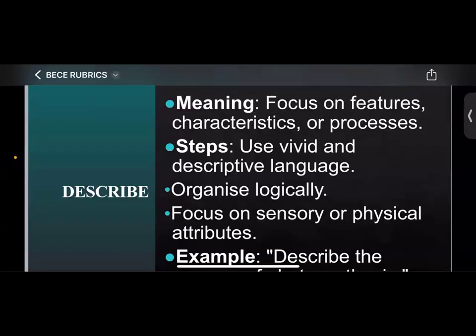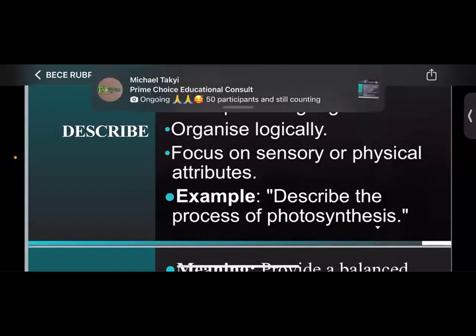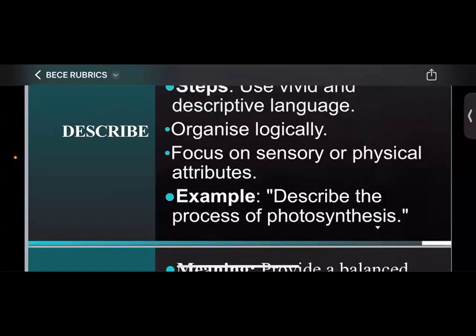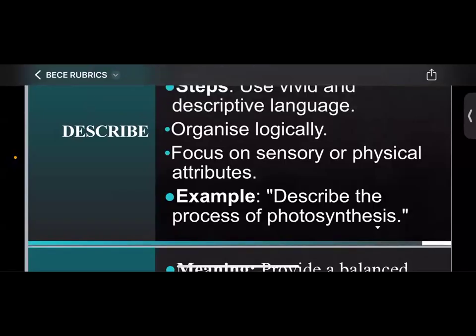It's a whole paragraph. Then you organize logically, like I mentioned, then you focus on the sensory or the physical attributes. Remember, you are describing, so you focus on the sensory or the physical attributes. Example, describe the process of photosynthesis. And this can come in the science subject, for instance, or questions that are demanded in science. You could be asked to describe the process of photosynthesis.